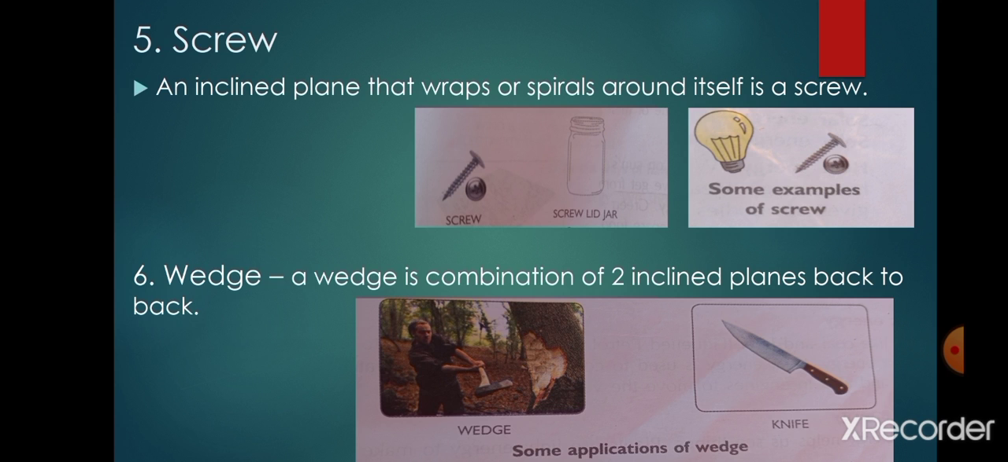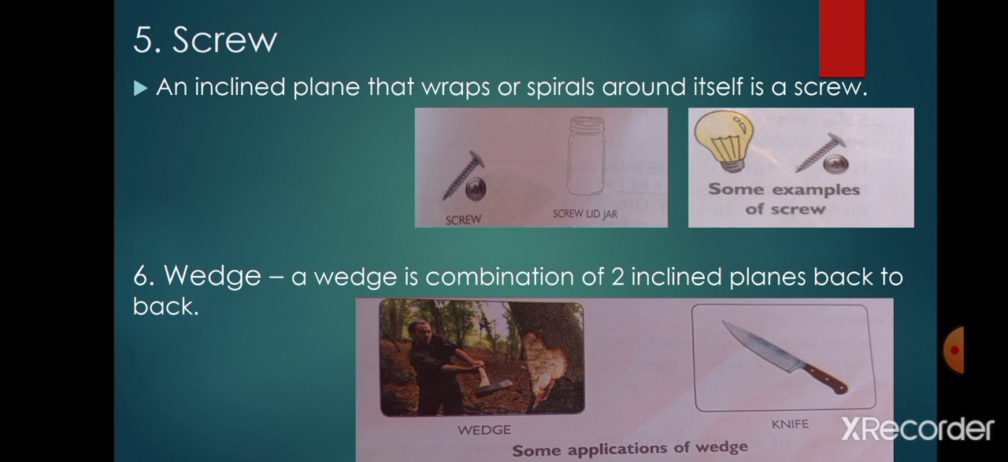Next is the screw. A screw is an inclined plane that has spirals around it, and it has a sharp pointed end. It even holds things together. A few examples we'll see of screws are bottle caps, bulb, drill machines.